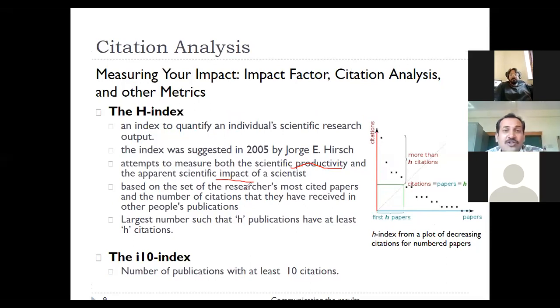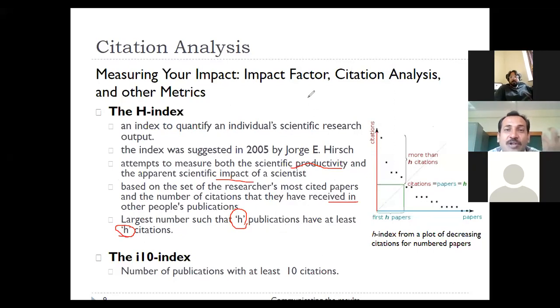Right. So based on the set of a researcher's most cited papers and the number of citations they have received in other people's publications, we get the H index. Now, H index is the index in which we count how many papers have received how many citations. Suppose you have N papers. If you have H publications that have at least H citations, where H is a number here.